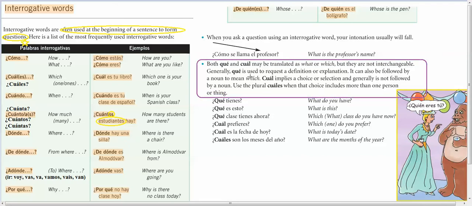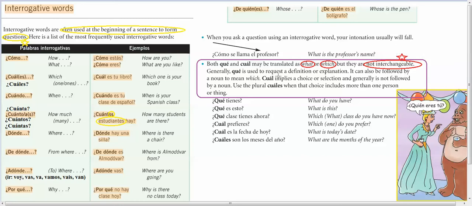Okay, so the last thing we're going to look at is qué and cuál. Qué and cuál may be translated as what or which, so they both can mean what or which, okay? But they are not interchangeable, and that's the important piece. There are instances in which you use qué and instances in which you use cuál, and you can't pick and choose. There's certain instances for each. So they're not interchangeable.